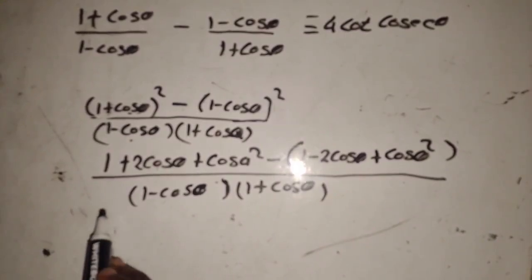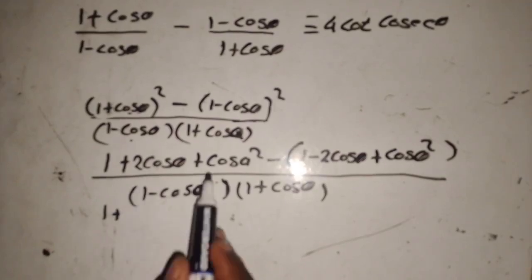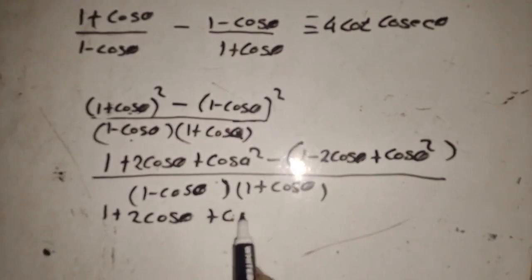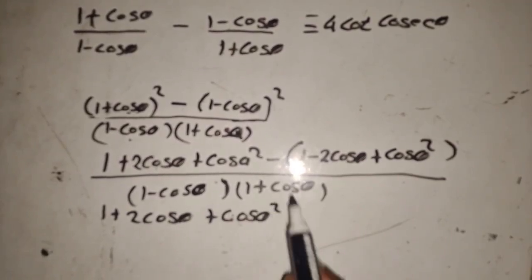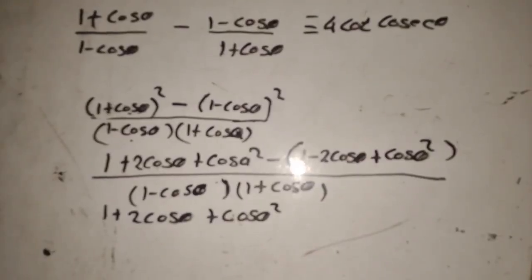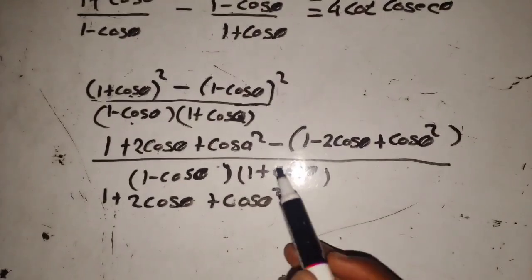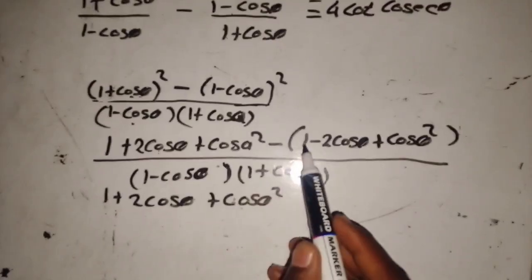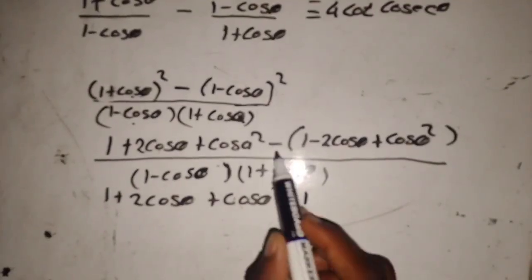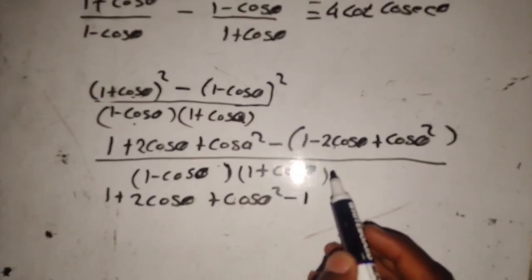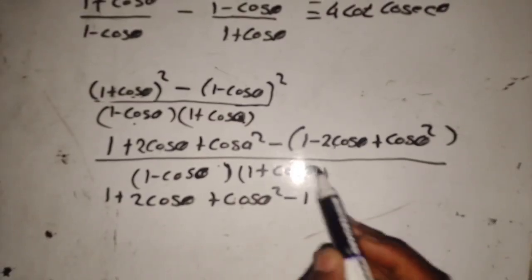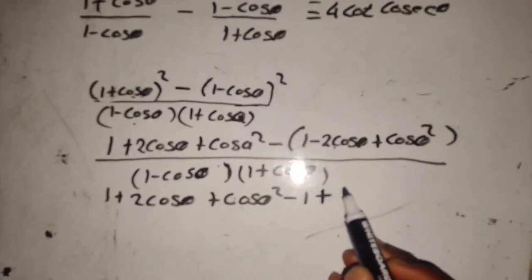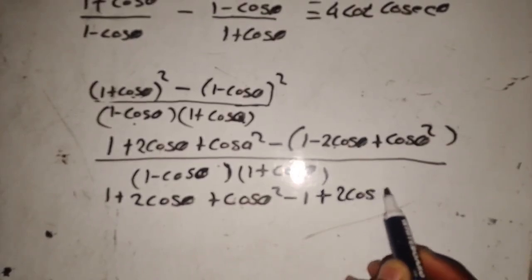So we're going to have 1 plus this, we just rewrite cos theta plus cos theta squared. Then we start expanding. Here we have a negative 1 outside, so it will multiply with everything in the bracket. Negative 1 multiplied by 1 gives negative 1. Negative times positive gives positive. Negative multiplied by negative also gives positive. So here we're going to have positive 2 cos theta.